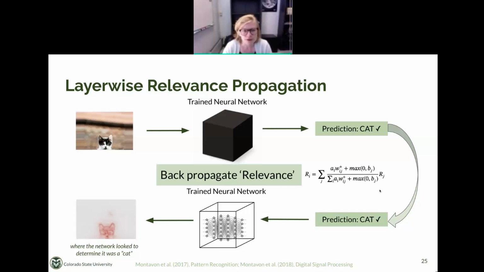What layer-wise relevance propagation does is backpropagate this term called relevance, which is defined here. It backpropagates this through the trained neural network to give you a heat map of the relevant pixels in the input that led to your correct prediction. As you can see here, the neural network was highlighting this outline of the cat, specifically its ears and its nose, eyes, etc., to determine that this was a cat in the original image.